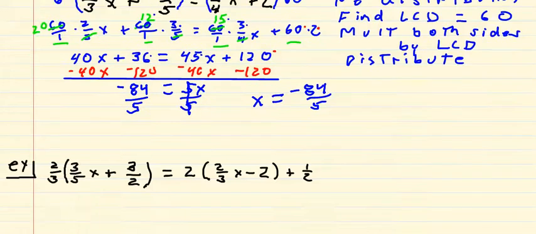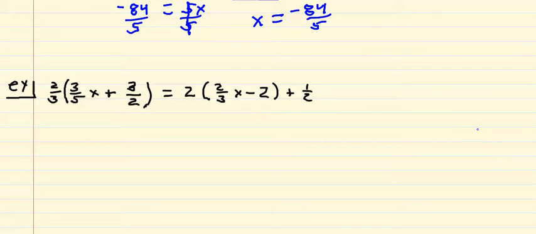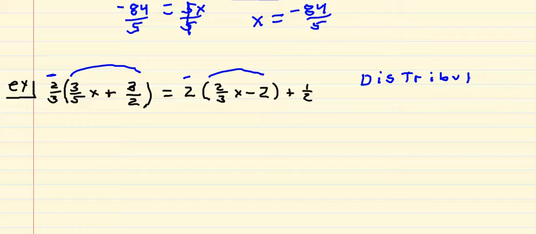All right, the last example, and this is what's causing the most problems for people, is when we have fractions being multiplied by some quantity. I have 2/3 here times this quantity. I have 2 times this quantity, and it's a little more confusing. Distribute first. Once we distribute, it'll be like the problem that we just did.